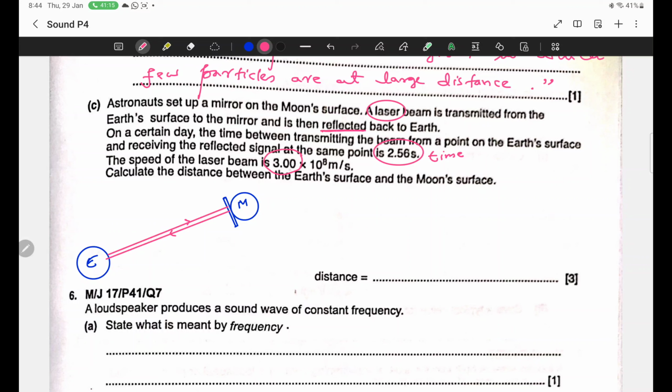The speed of light is given as 3 times 10 to the power 8. The question is, what is the distance between Earth and Moon? We have to calculate the distance between Earth and Moon. You know, distance is equal to speed into time. Sir, speed is 3 times 10 to the power 8.